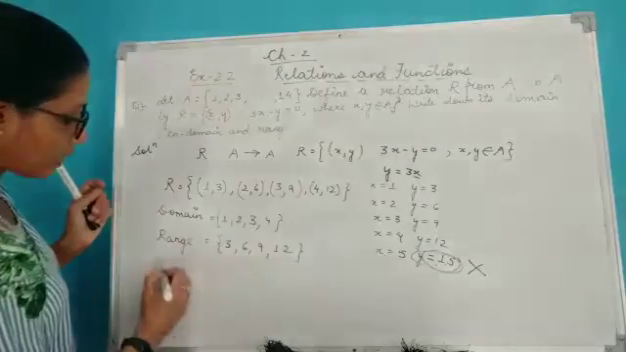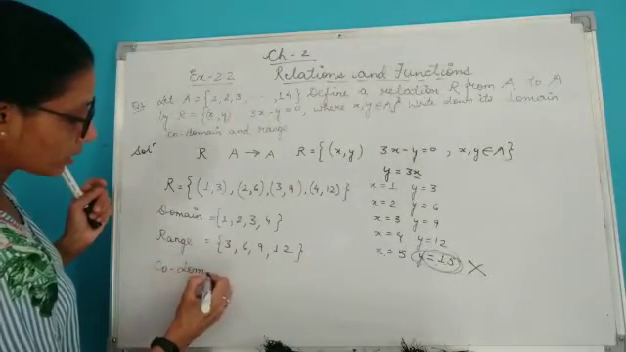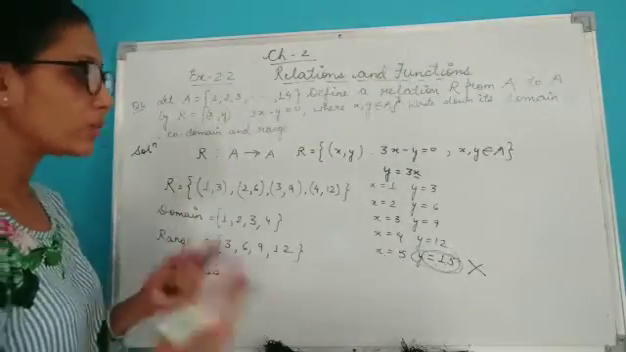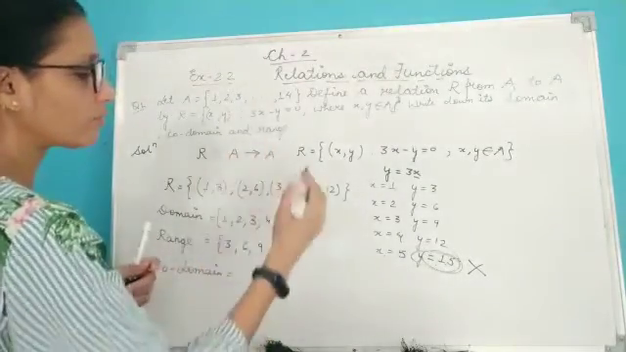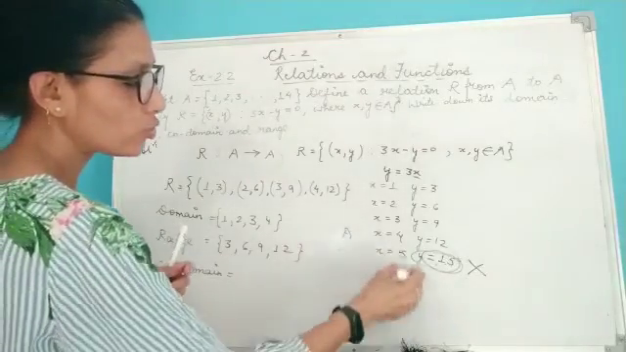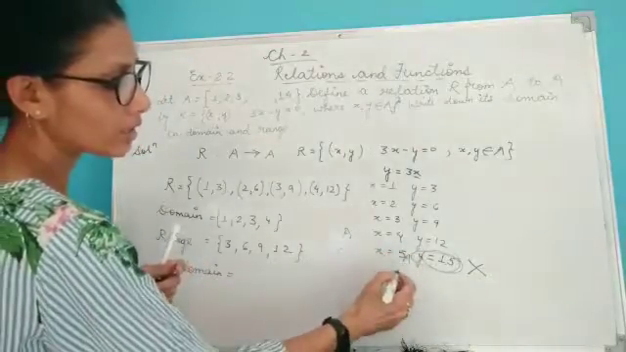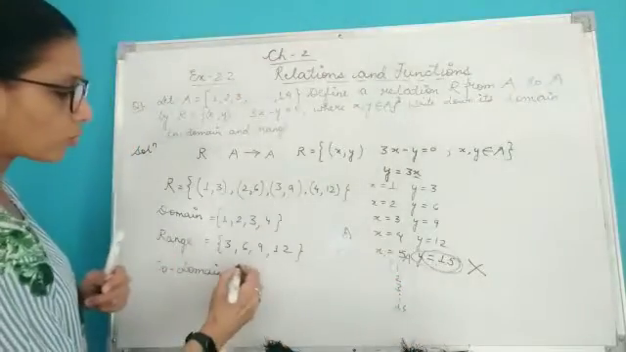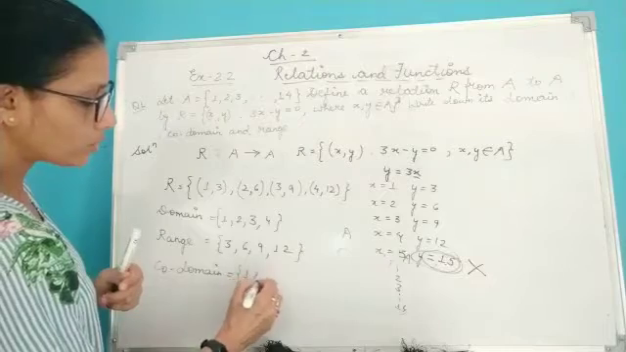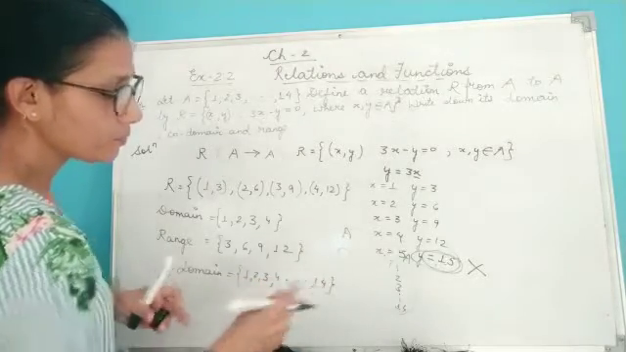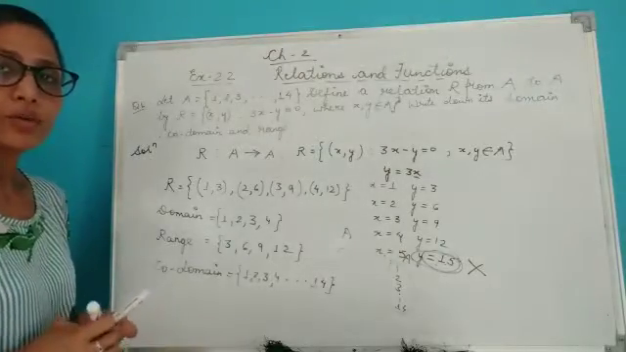And children, I told you what a codomain is. All the elements which are present in set B. Now here the relation is defined from A to A. That means set A to again set A, and this set contains numbers from 1 to 14. So codomain is 1, 2, 3, 4 until 14. Isn't that easy? Have a look.